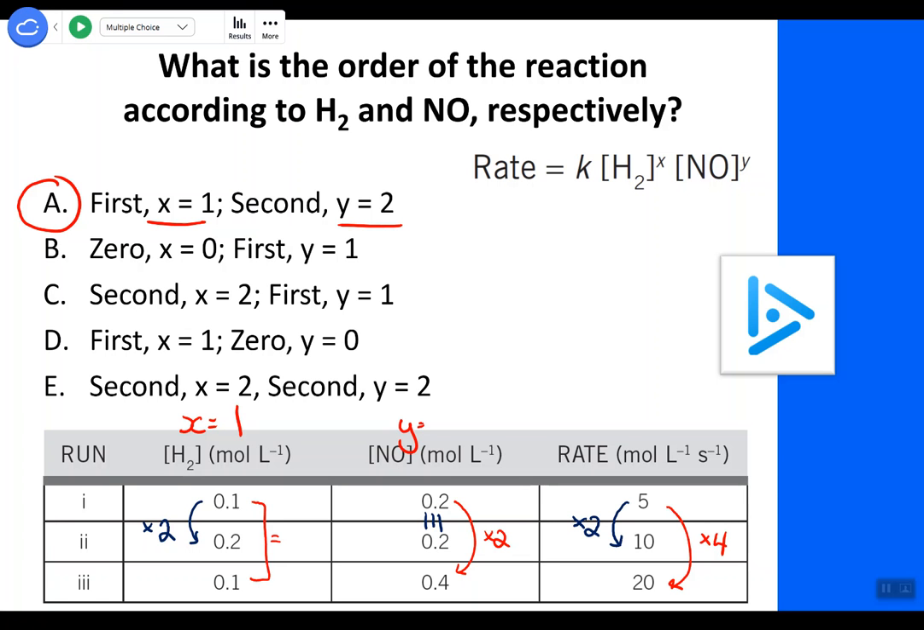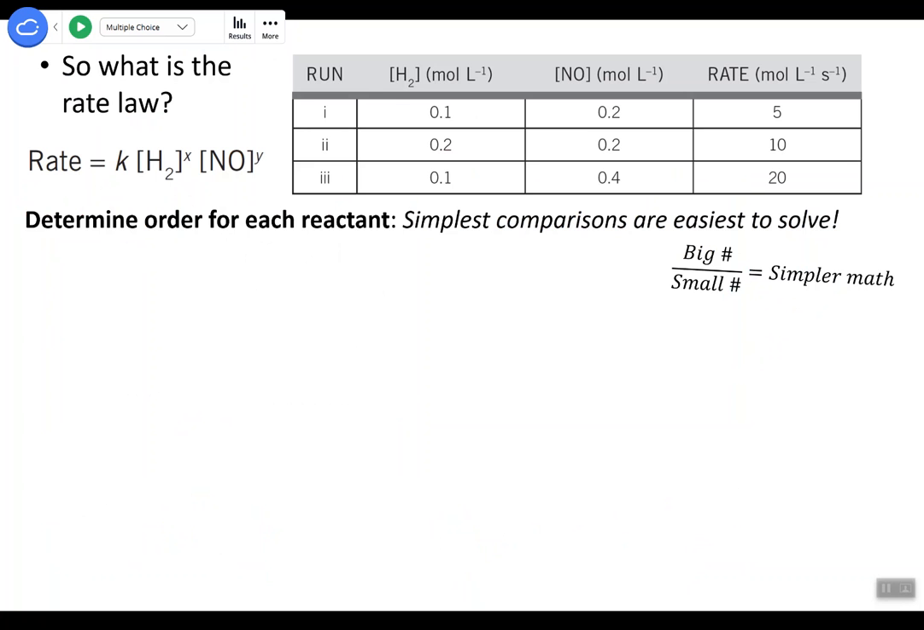So X is 1. If I compare run 1 to 3, hydrogen stays constant. Nitric oxide doubled. The rate quadrupled. It increased by a factor of 4. Or the change, 2 to the power 2, which gives me 4. That power, therefore, must be 2. For simple numbers like this, we can interpret the rate law reasonably easily with some practice. But sometimes we get more challenging numbers. So this is why I'm going to show you the calculation method as well.